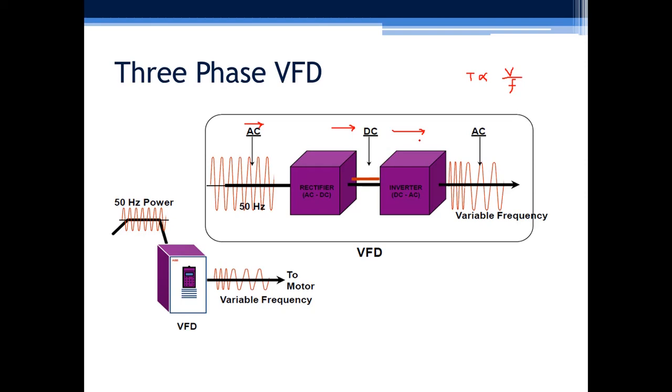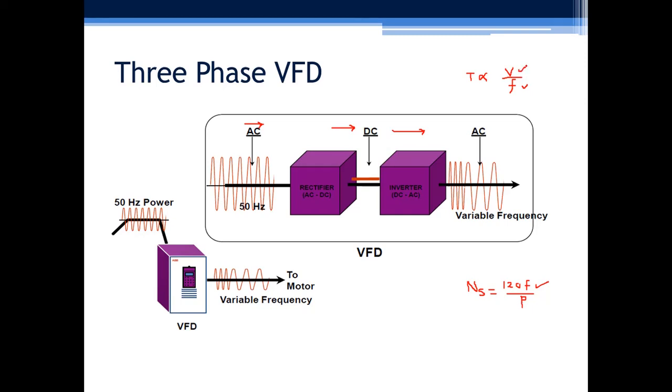Now the idea here is, in order to control the speed, we know one equation: the synchronous speed is given by 120 F by P. In order to control the speed we have to change F, but as we increase F, torque gets affected. So to keep the torque constant we have to control V.